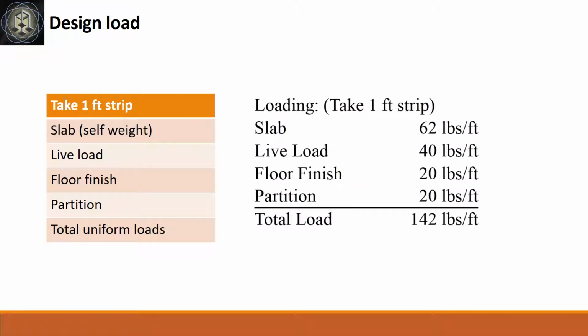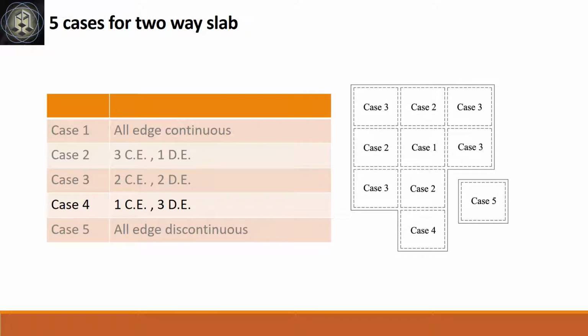The first step in slab design is to determine the total load. In this example, we assumed a slab thickness of 5 inches, which translates to 62 pounds per square foot, a residential live load of 40 pounds per square foot, and an additional 40 pounds per square foot dead load for floor finish and partition, which gives us a total uniform load of 142 pounds per square foot. We use the Case 4 panel configuration in our design.